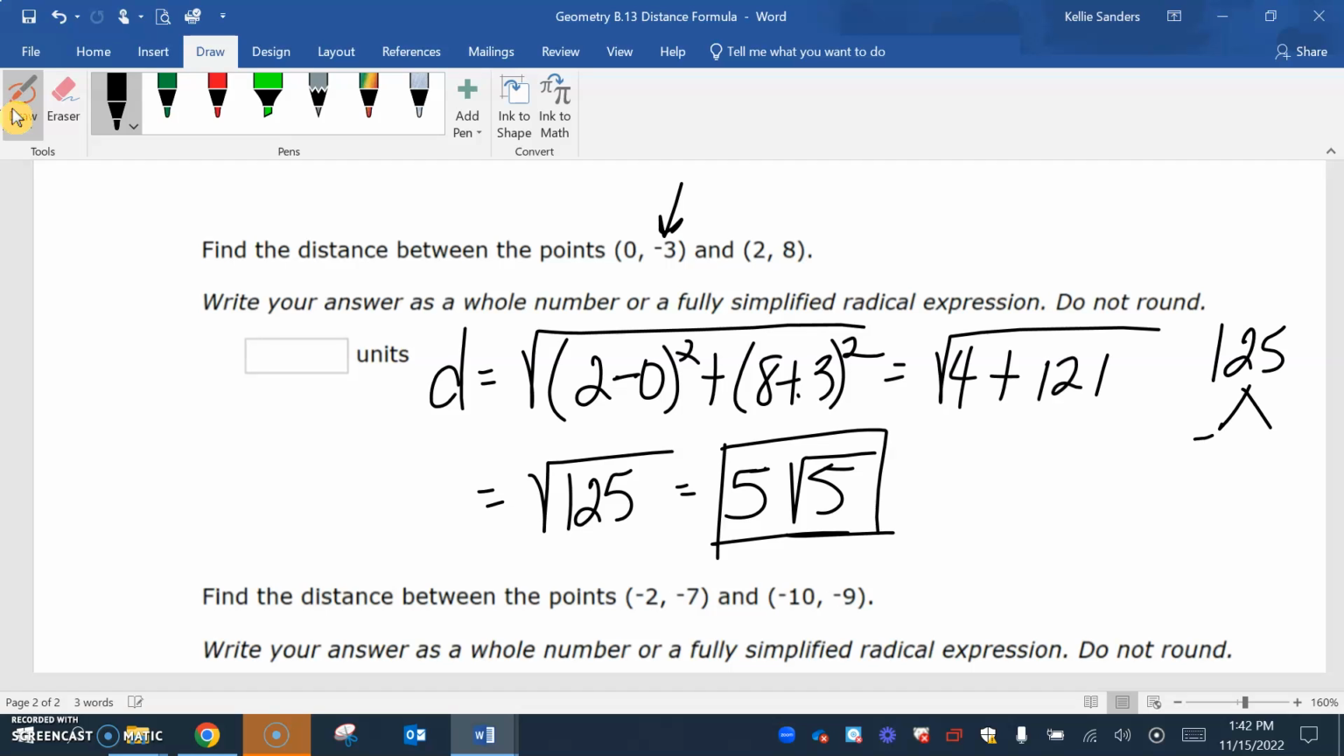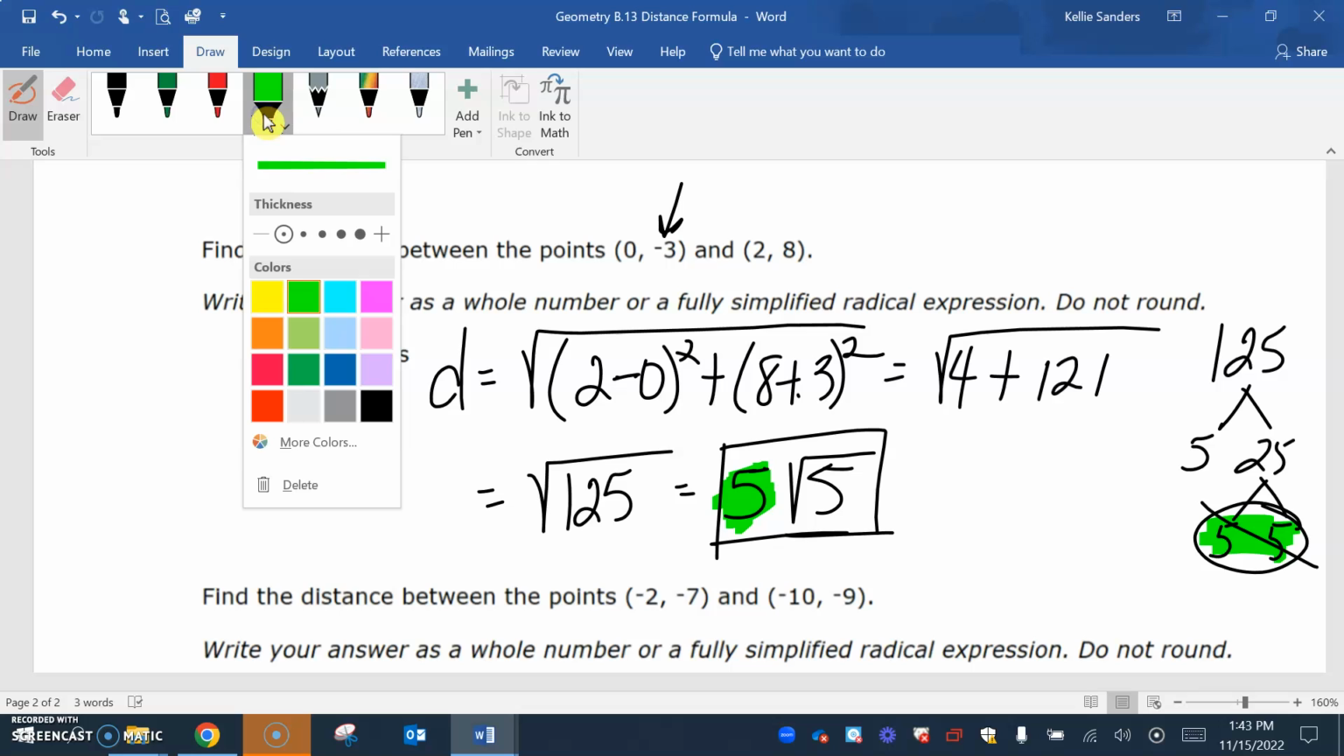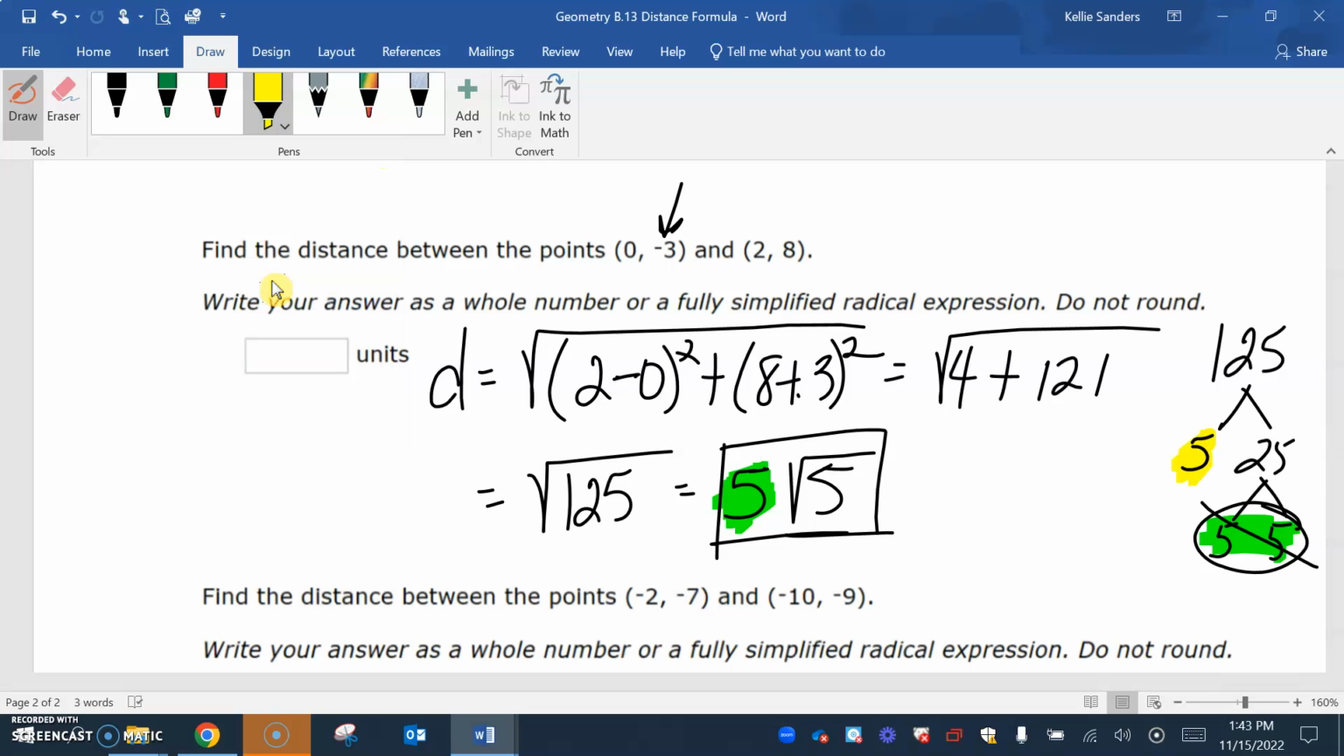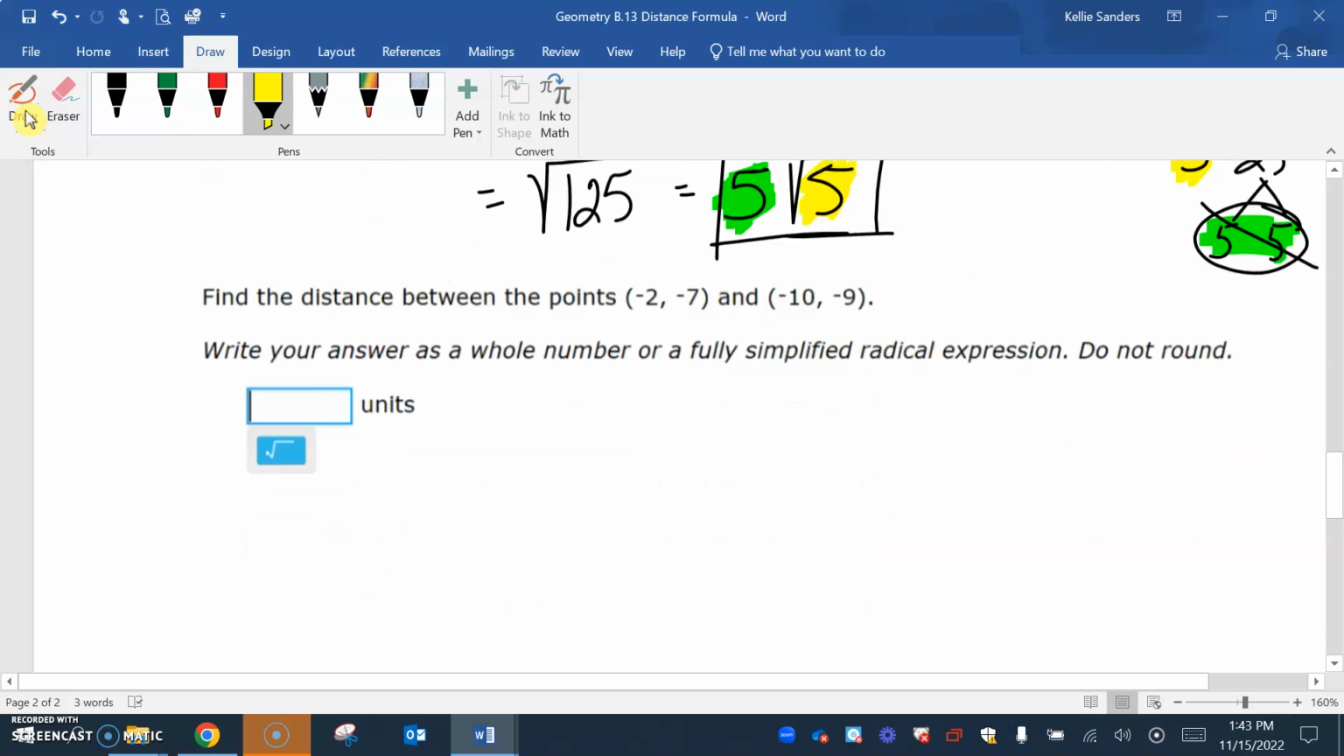Because your prime numbers to multiply to get 125 are 5, 5, and 5. We're taking the square root, so we're looking for pairs. We have a pair of 5s. So this pair of 5s comes to the outside. This is what the calculator's doing for you. And that 5, since it didn't have a pair, stays inside. We should have learned to do these in about the 8th grade, guys.